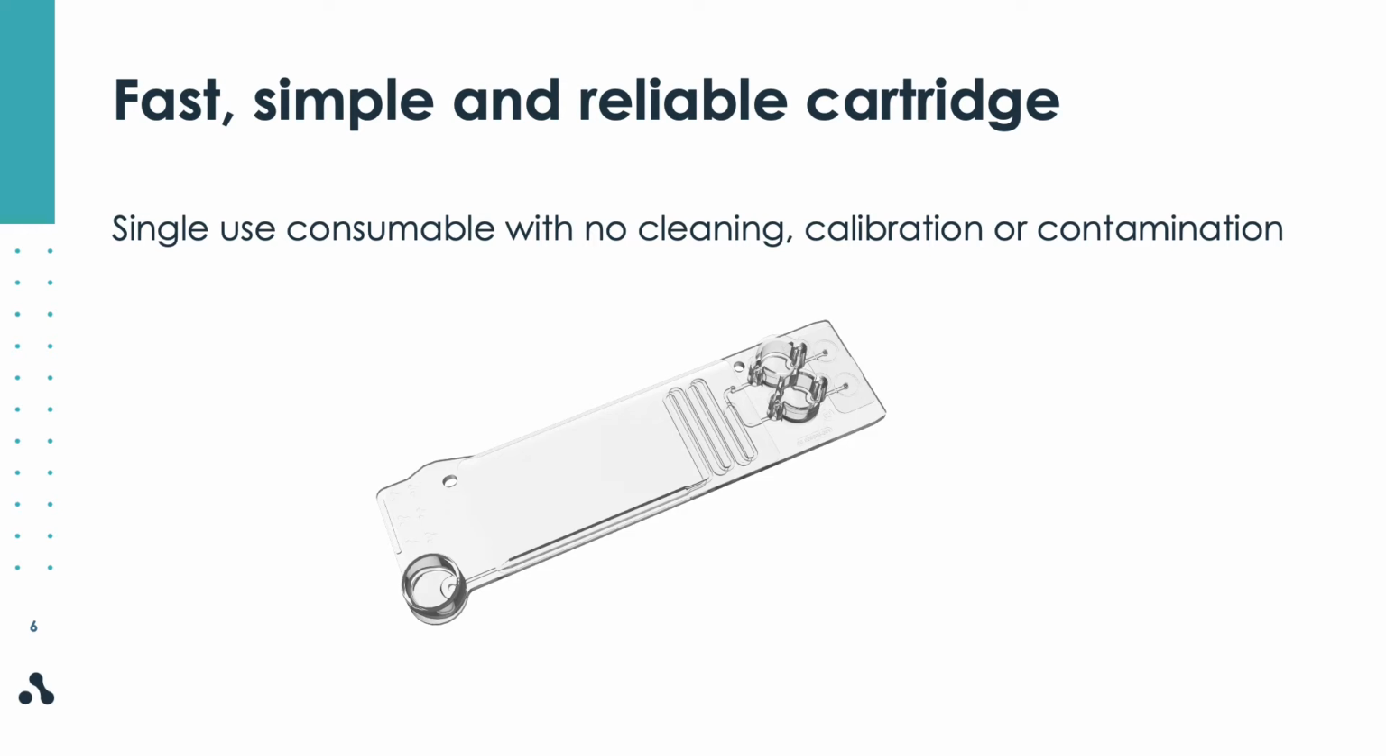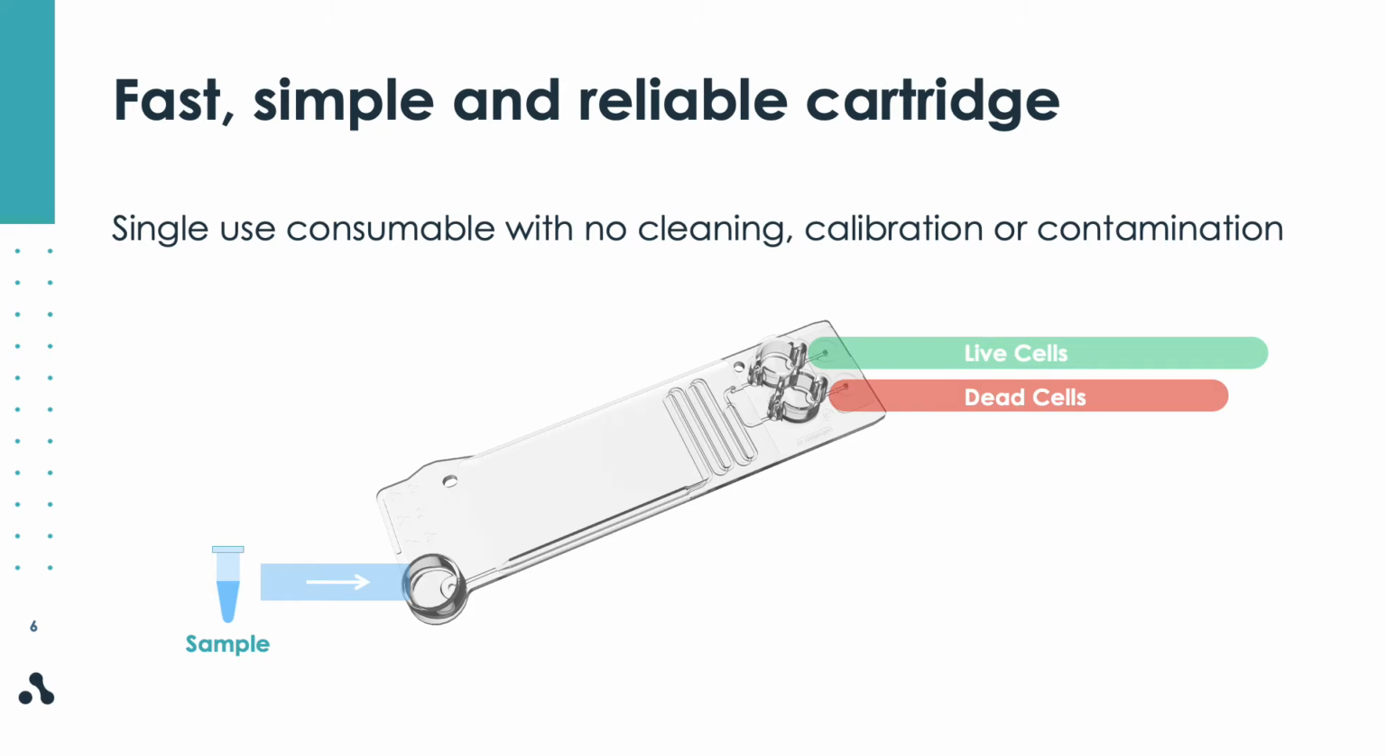Now, what makes the entire platform work is our cartridge. This is a very simple system that allows 100% of the sample to be processed, again, with no cleaning, no calibration, or no contamination issues. The sample that we've discussed is pipetted into the lower chamber. It is processed through the chip, and it comes out at the top of the chip into two different collection ports, a live cell and a dead cell collection port. These two ports are then pipetted out into tubes which are ready to use for downstream analysis or processing.